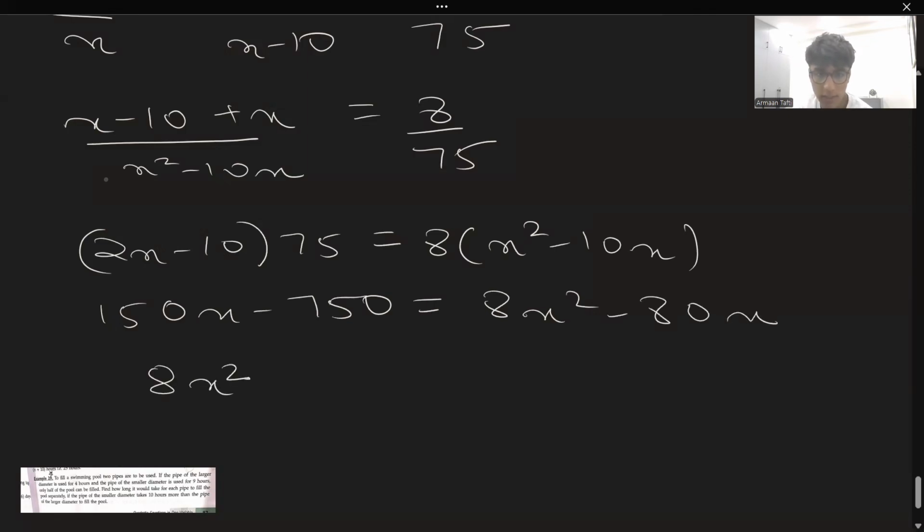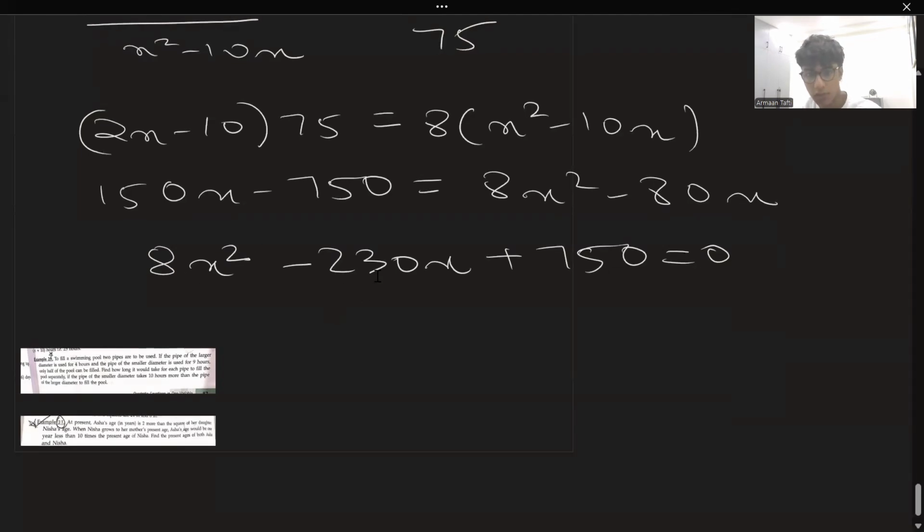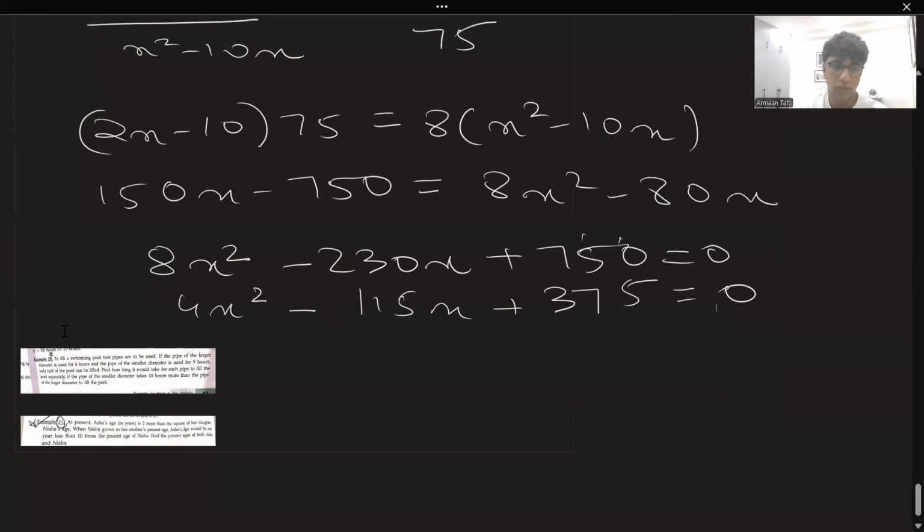Let's get the quadratic: 8x squared, minus 80x minus 150x, that's minus 230x, plus 750 equals 0, right? 80 plus 150 is 230, plus 750. Yes, okay, that matches. Once again, we can divide everything by 2. 230 is not divisible by 4, so let's do that. 4x squared minus 115x plus 375 is equal to 0. We need some more space here.